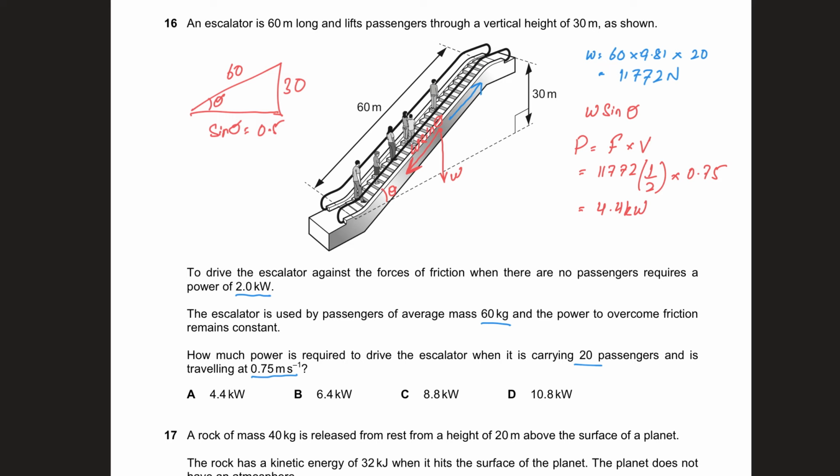Now this is the power needed to move these 20 passengers. But we need some power to overcome friction even when there are no passengers, and that power is constant. So we've got to add the two powers, 4.4 plus this 2 kilowatts, which is equal to 6.4 kilowatts. Hence, B is the correct answer.